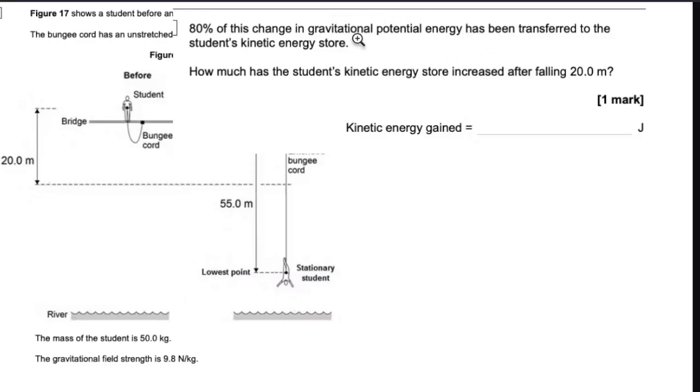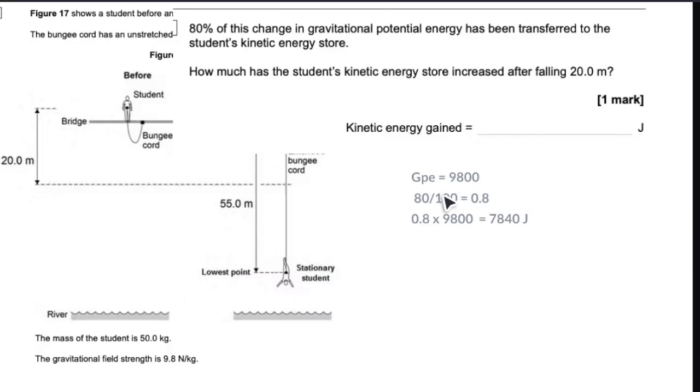So the answer to the previous question is the gravitational potential energy store, and that has been transferred to the kinetic energy store. How much has the student's kinetic energy store increased after falling 20 meters? So we just need to find 80% of the gravitational potential energy, which from our previous answer was 9,800.